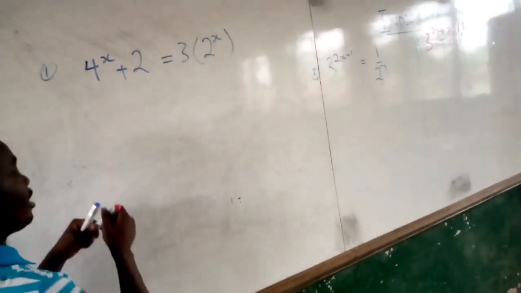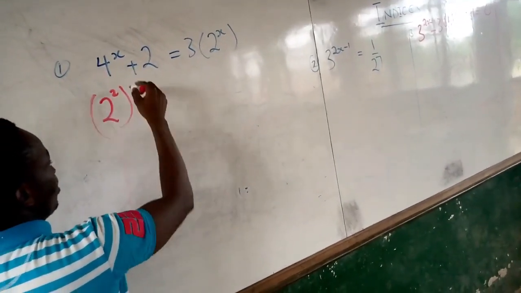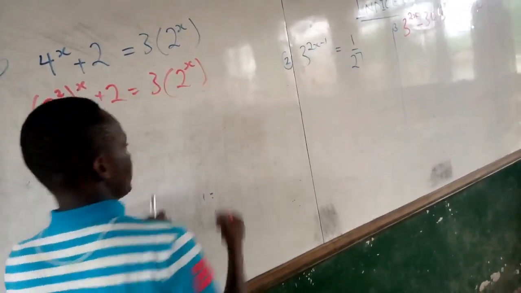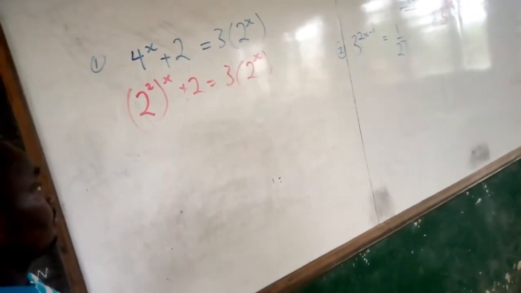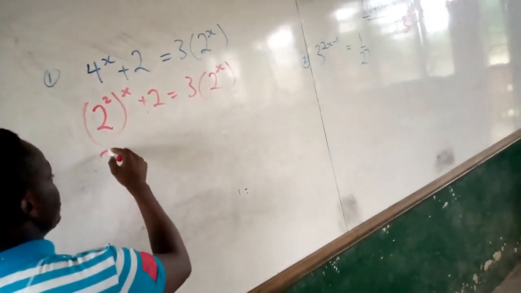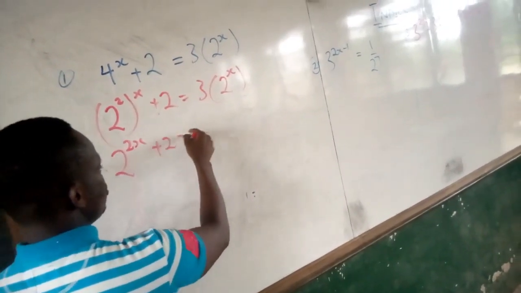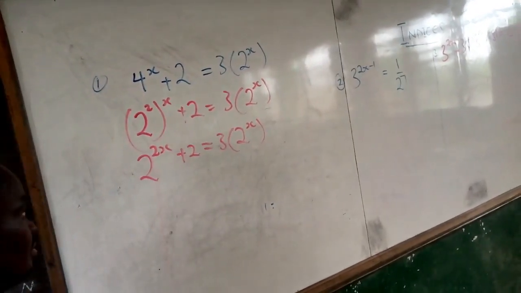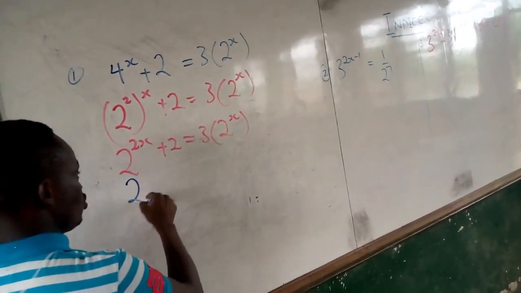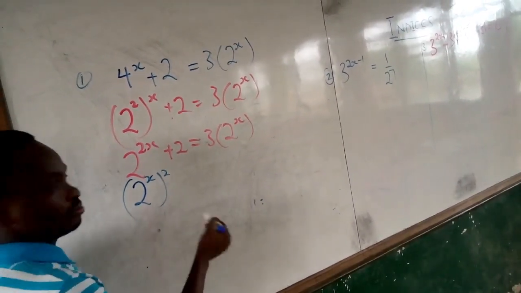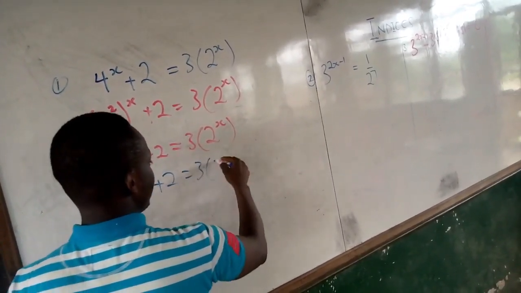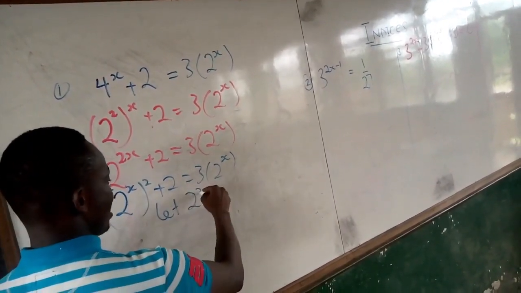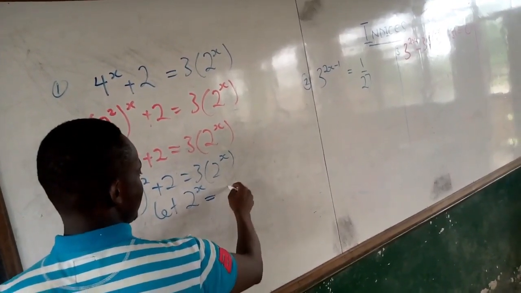Okay, so we have 4 is 2 power 2, all to the power x plus 2, equals 3 times 2 power x. Now here, this is what it will become. So we have 2 power 2x plus 2 equals 3 times 2 power x. Now look at this. You can write this as 2 power x, all to the power 2, the same thing. Now we will let 2 power x equal a.